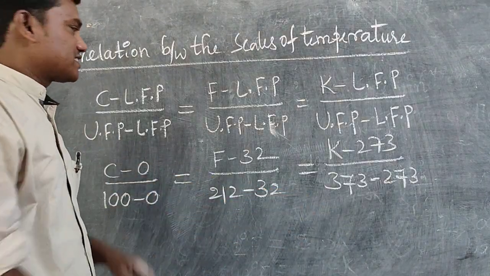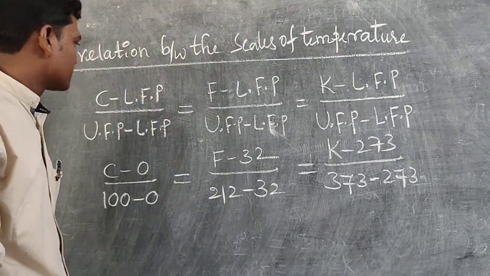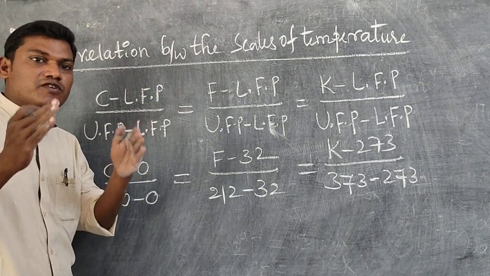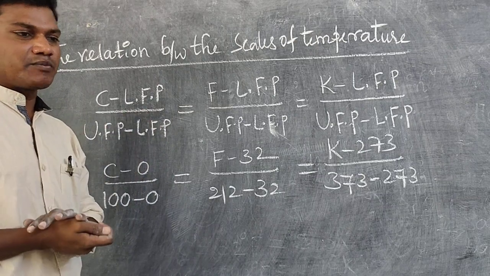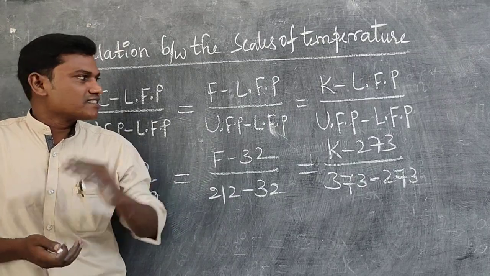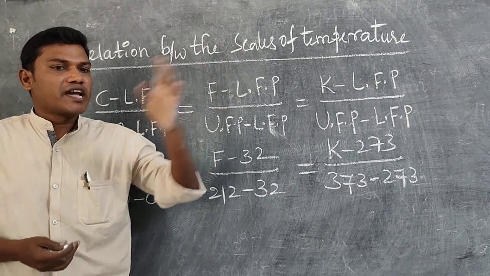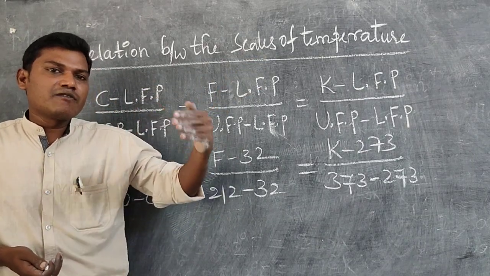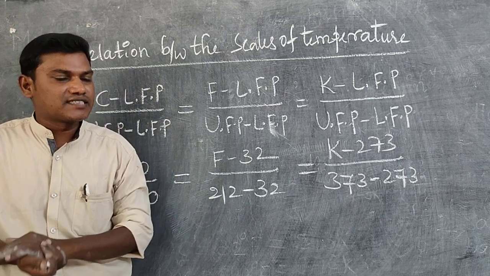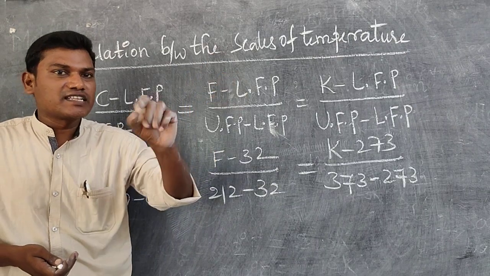Now we are discussing the relation between the scales of temperature. The relation between the scales of temperature is useful for us to solve numericals, because during examinations we sometimes observe that the question paper asks, for example, to convert 20 degrees Celsius into Kelvin, or 313 Kelvin into the Celsius scale. This type of example is asked during examinations. That's why these relations are useful to solve such numericals.